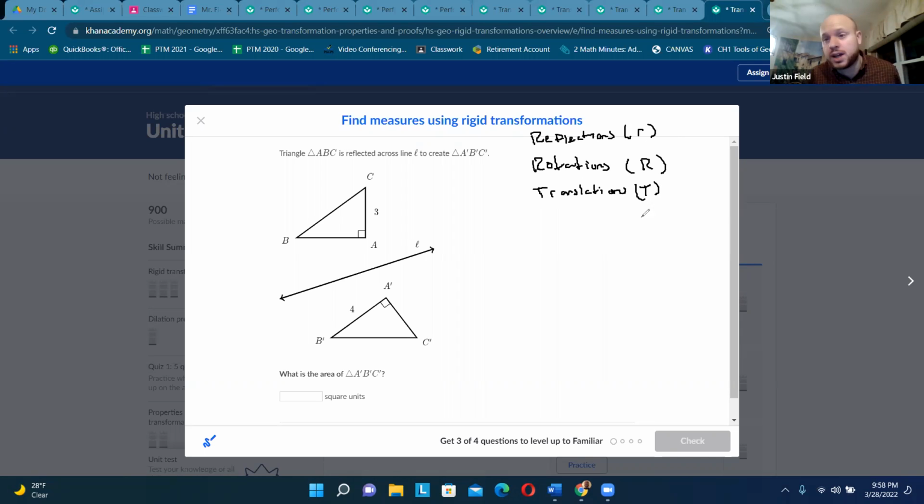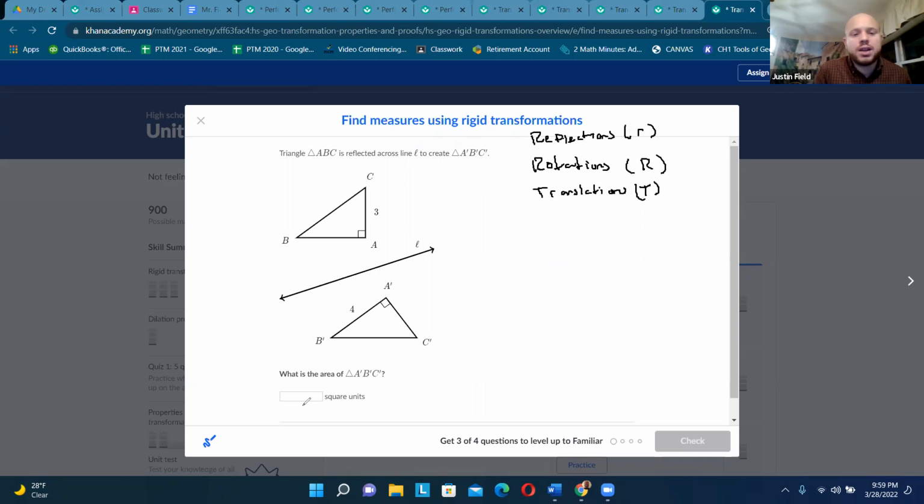Dilations are a transformation, but they're not rigid because they change the size. So it's not congruent. So rigid means congruent. All right, got that?